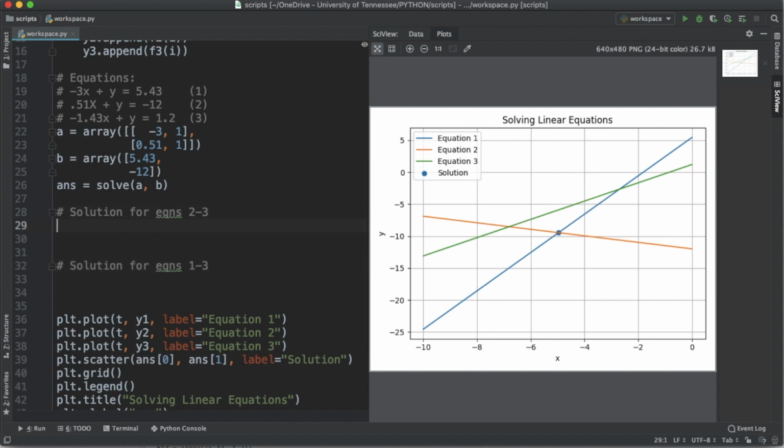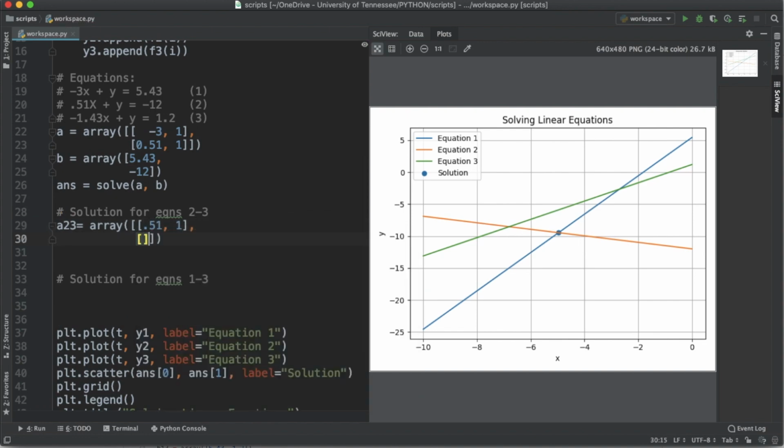So let's solve equations 2 and 3. The same idea applies, so let's create an A variable. Let's call it A23 because it is the solution to the 2 and 3 equations. It's going to be an array, and the first element in the array is going to be the coefficients from the 2 and 3 equations. So the x coefficient is 0.51, the y coefficient is 1.